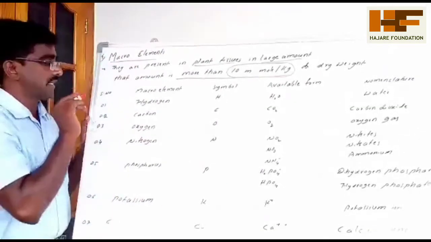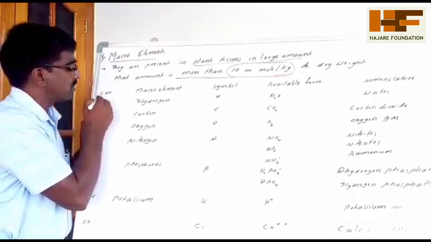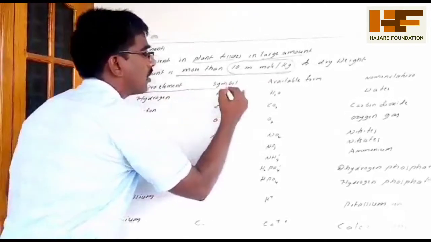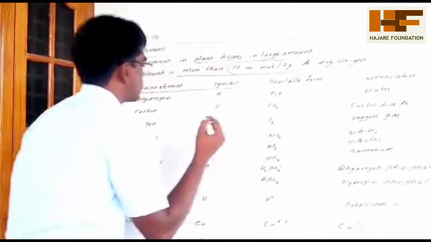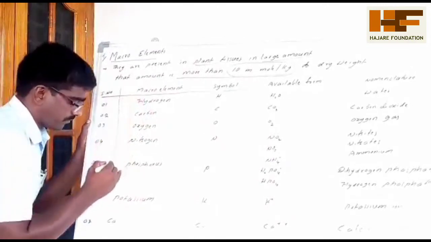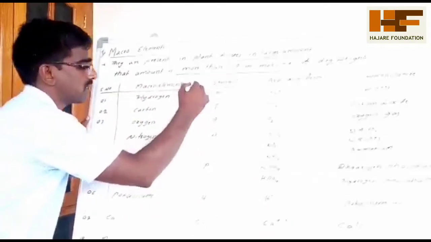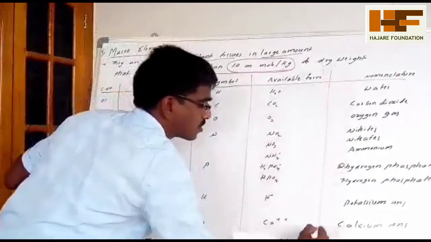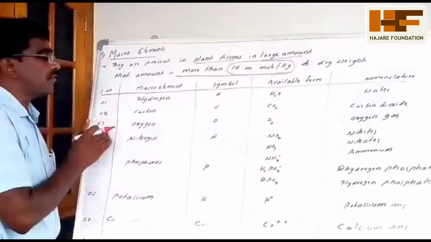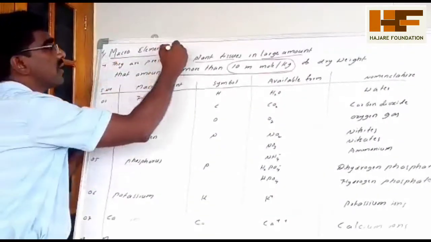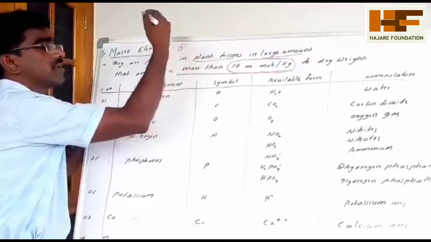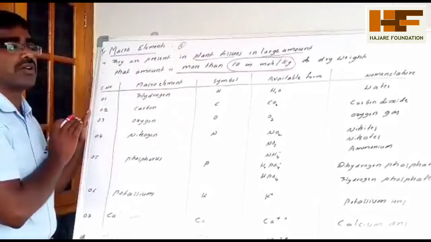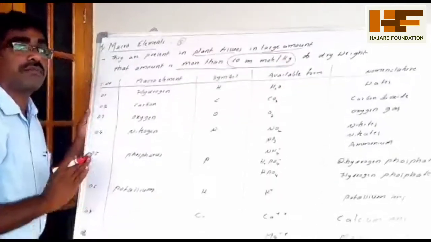of dry weight. The important concept now is to understand the types of macroelements, their names and symbols, followed by the available form and their nomenclature. We are going to understand this in a tabular format. There are 9 macroelements, and the remaining 8 are microelements. First we will understand the 9 macroelements.